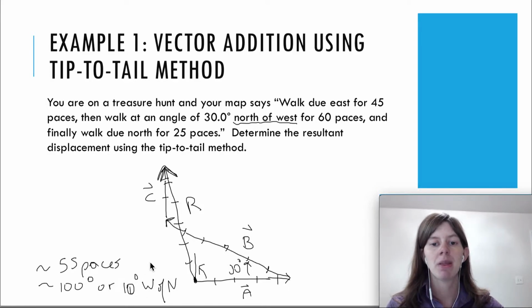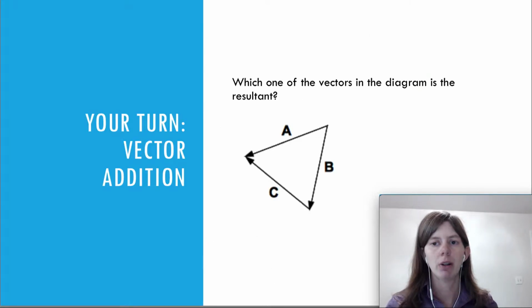Now this is just an approximation. The tip-to-tail method does not give us exact answers if we're not very exact with our drawing, but it's a good start so we have an idea of what the answer is supposed to be. And in a different video coming up soon, we'll learn about how to use the analytical method to add vectors to get more exact answers. The last thing I'd like to go over, I have your turn first.